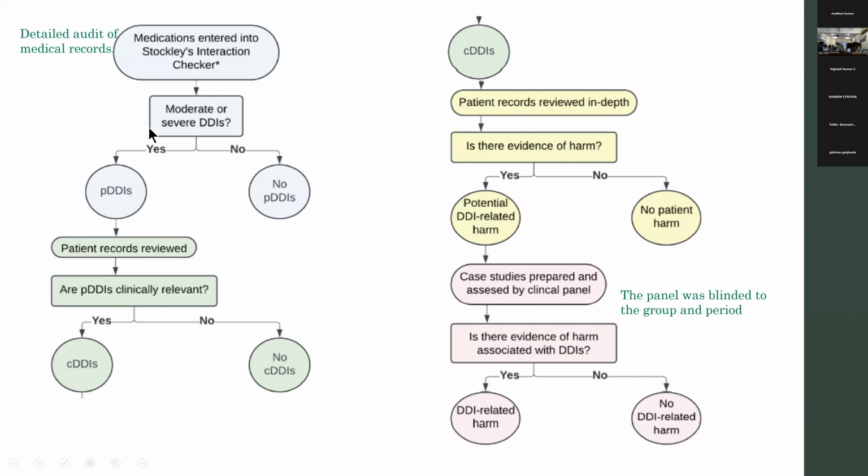So this is how they have done it. They had a detailed audit. They looked at moderate to severe, at what the potential DDIs were, and reviewed whether they are clinically relevant. All the clinically relevant DDIs were reviewed in depth, looking at whether there was harm, because one of the outcomes was potential DDI-related harm. This was done by an expert panel, which was blinded to the group, intervention versus control, and to the period, pre or post. So there was either DDI-related harm or no DDI-related harm. This was similar in both the intervention and the control group.